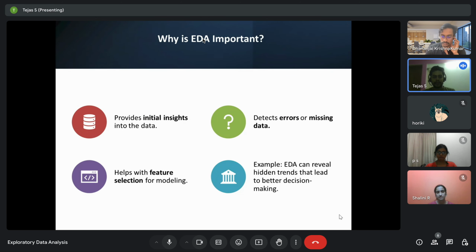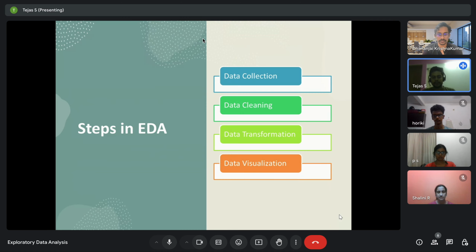So, why is EDA important? It provides initial insights into the data, helps to understand your data better, detects any errors or missing data, helps with feature selection for modeling, that is predictive modeling, and also EDA can reveal hidden trends that lead to better decision making. So, what are the steps in EDA? We have mainly four steps: data collection, data cleaning, data transformation, and data visualization.